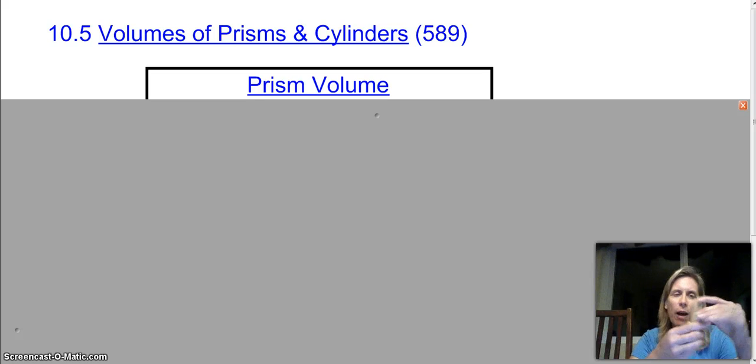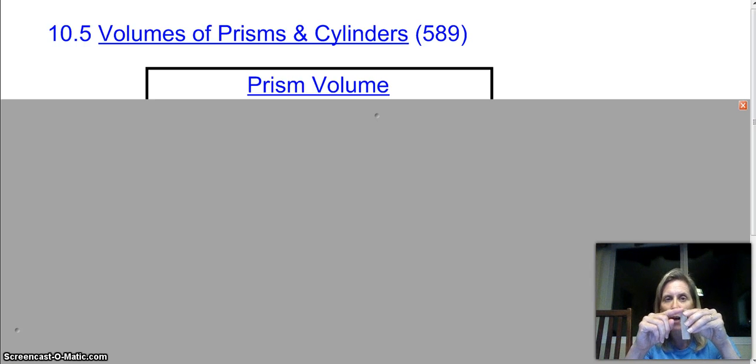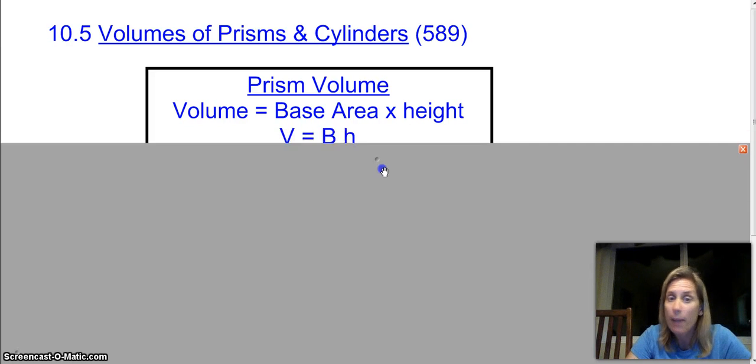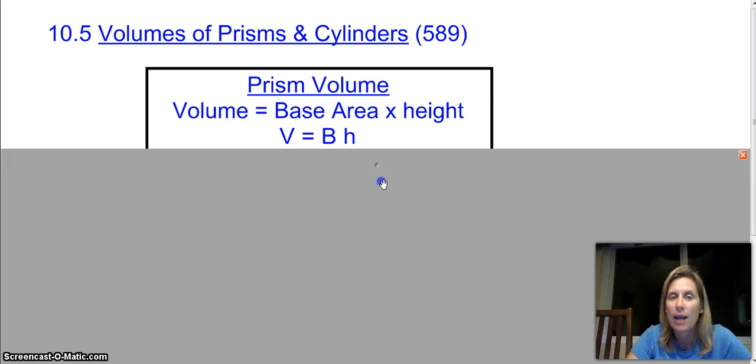When we're talking about the volume of prisms, we're talking about all the matter that's made up in a solid like this. So how much wood is filling this space up? And so we find the volume by finding the area of the base, and we just multiply by the height, and we can get that entire volume. So the formula for the volume of a prism is base area times height. We abbreviate that as V equals capital B times H.